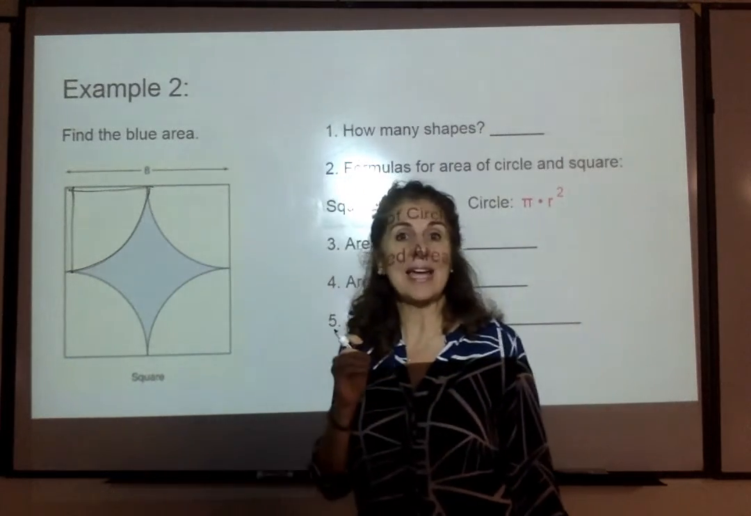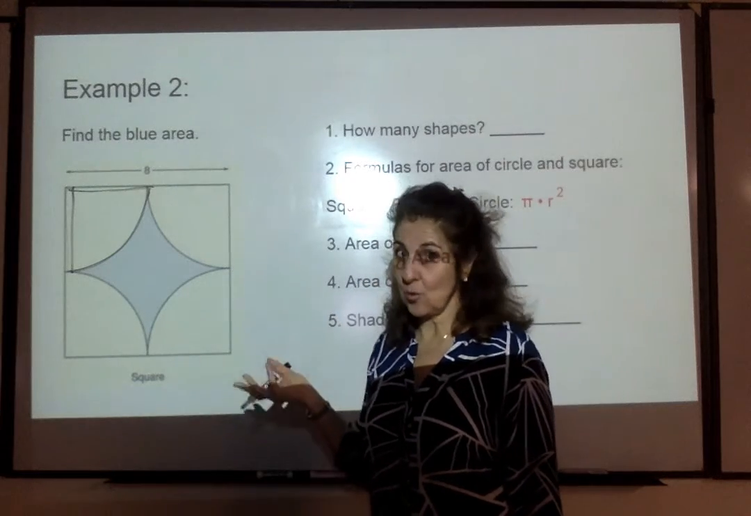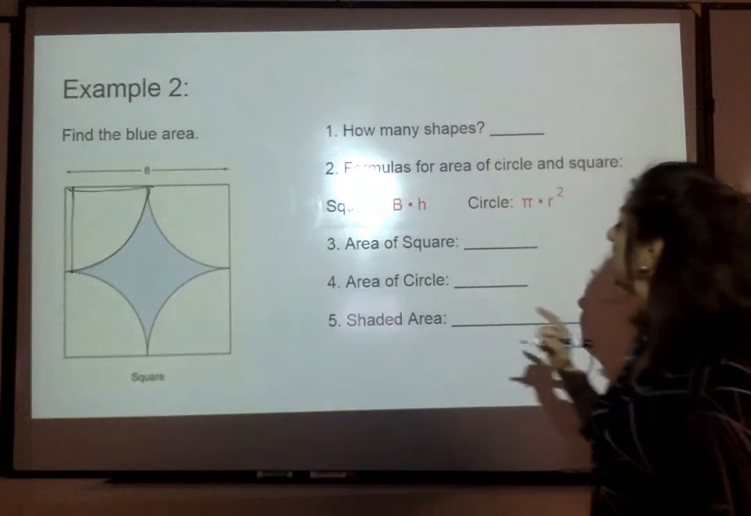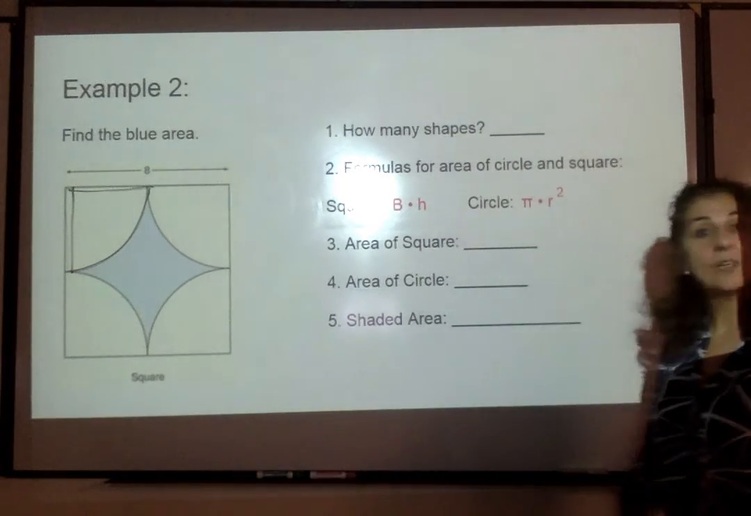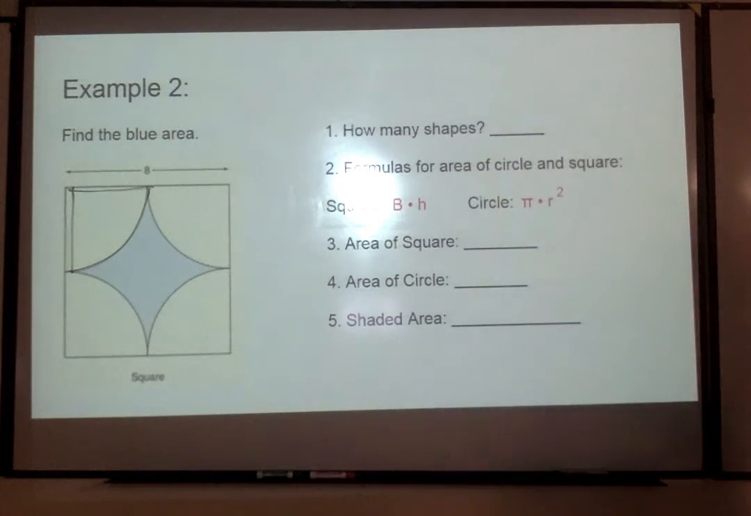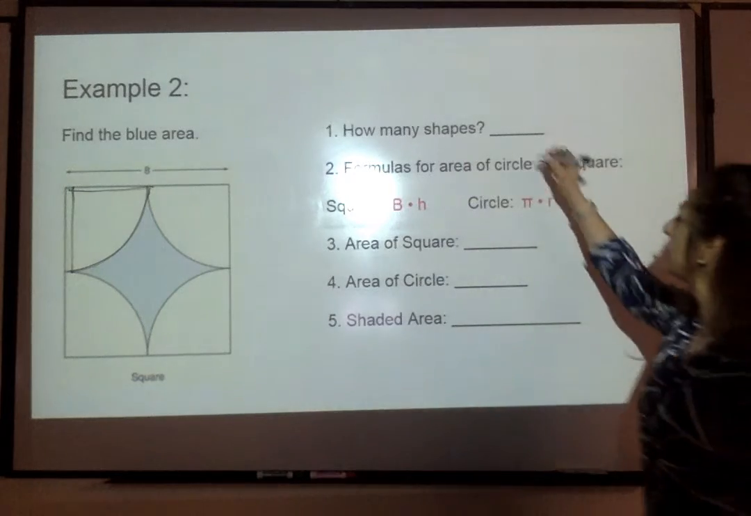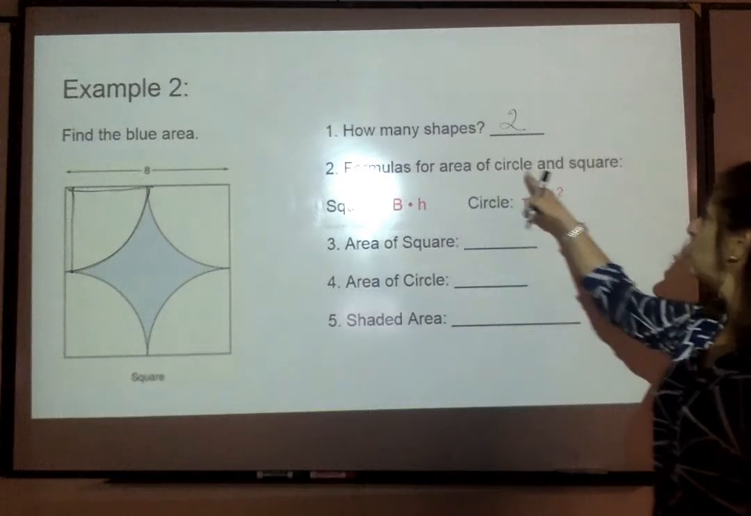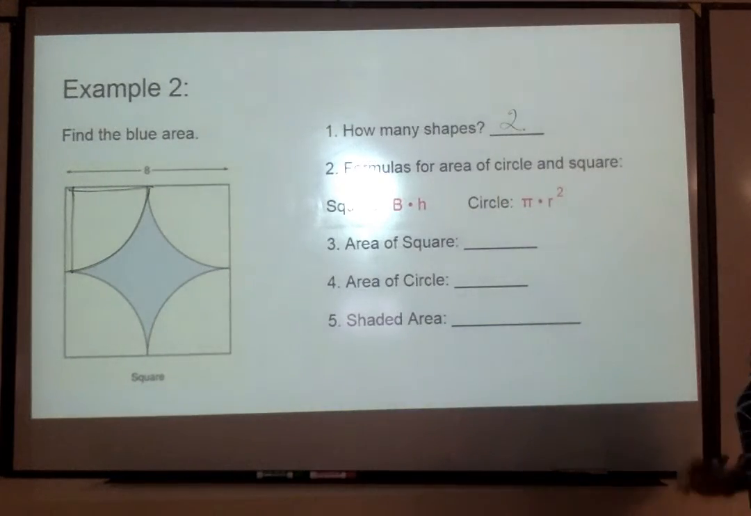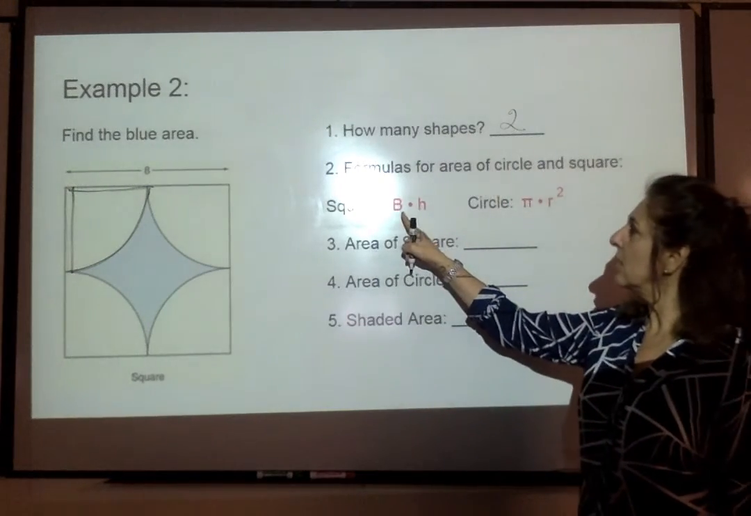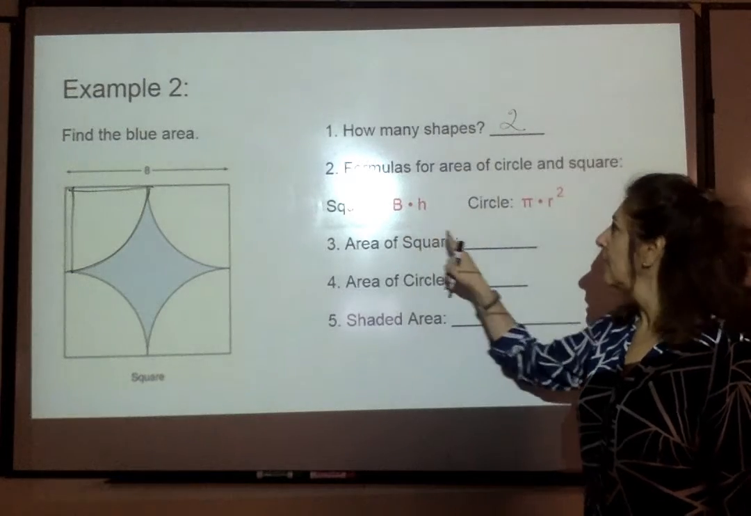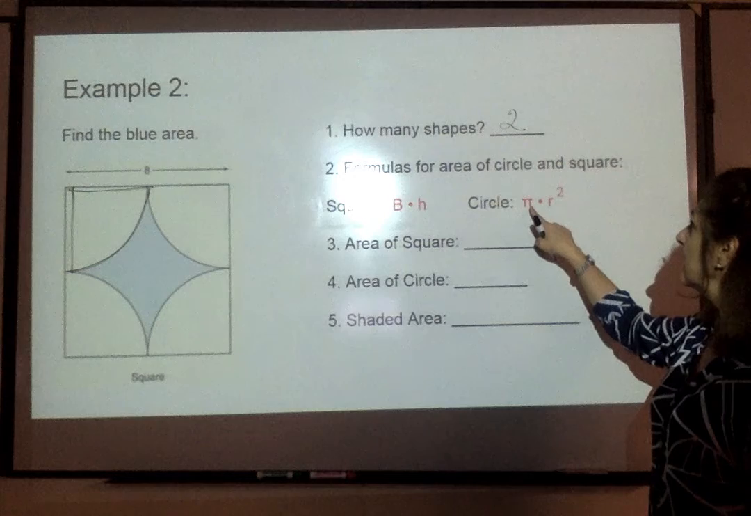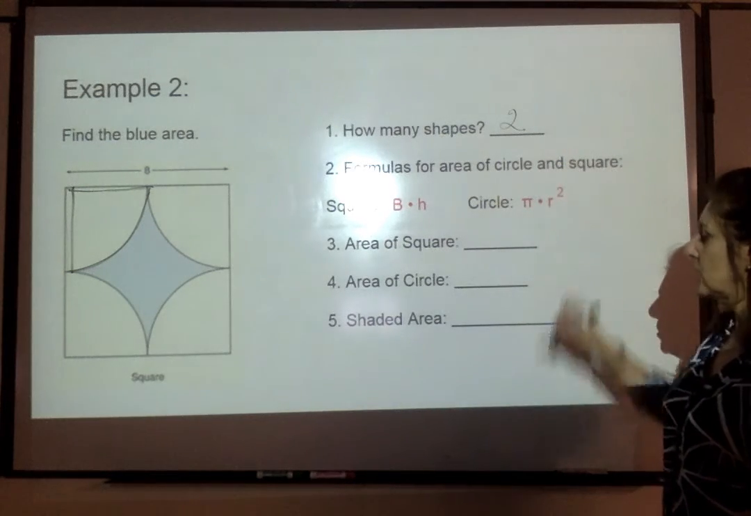How do we find the area of the square and the area of the circle? So here we go. How many shapes do we have? We have only two shapes: circle and square. The formula for the square is base times height. And the formula for the area of the circle we've seen in the problem before: pi times r squared.